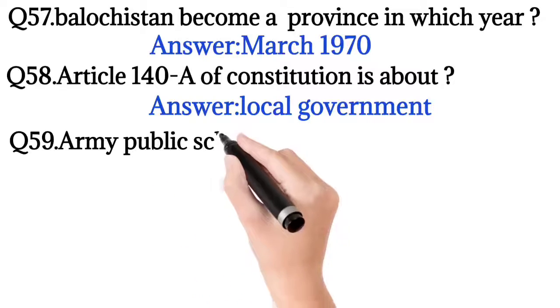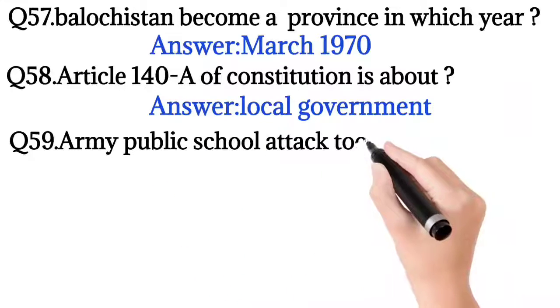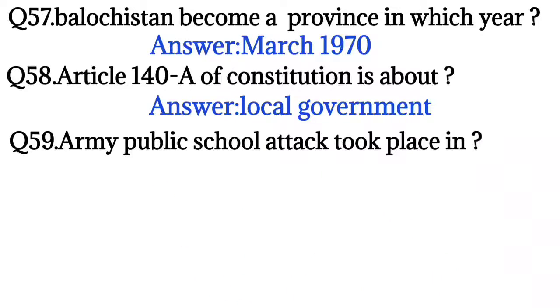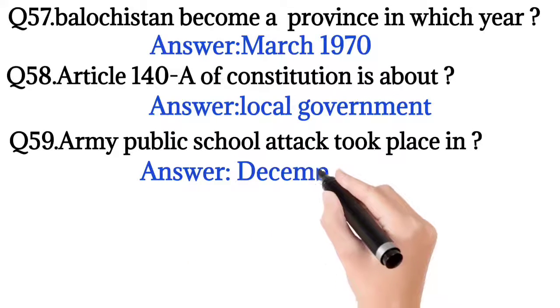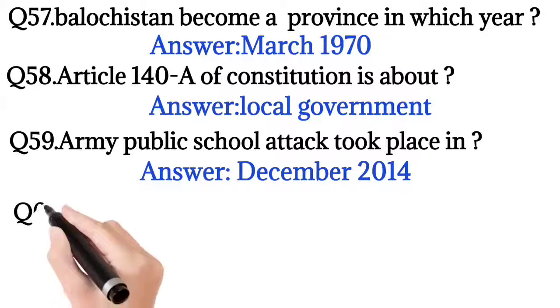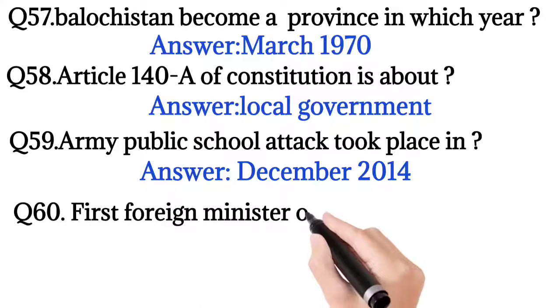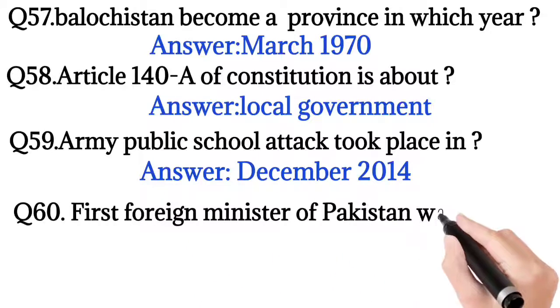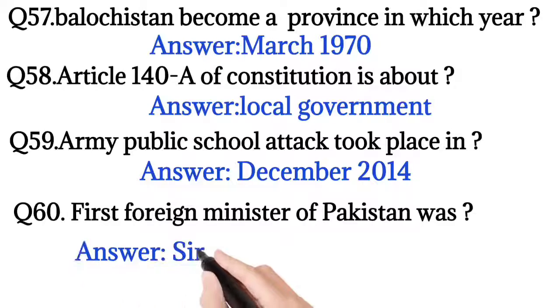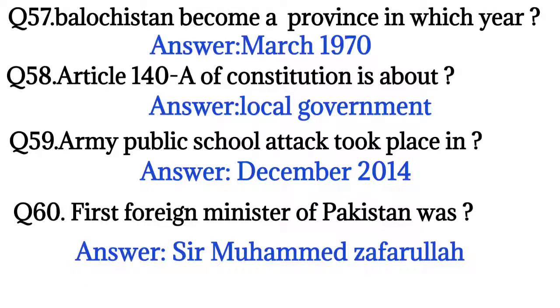Question number 59. Army Public School attack took place in. So the answer is December 2014. Question number 60. First Foreign Minister of Pakistan was. So the answer is Sir Muhammad Zafarullah.